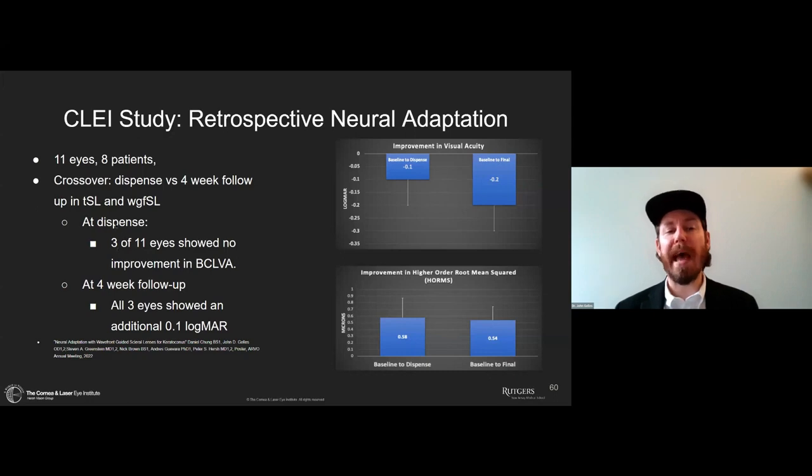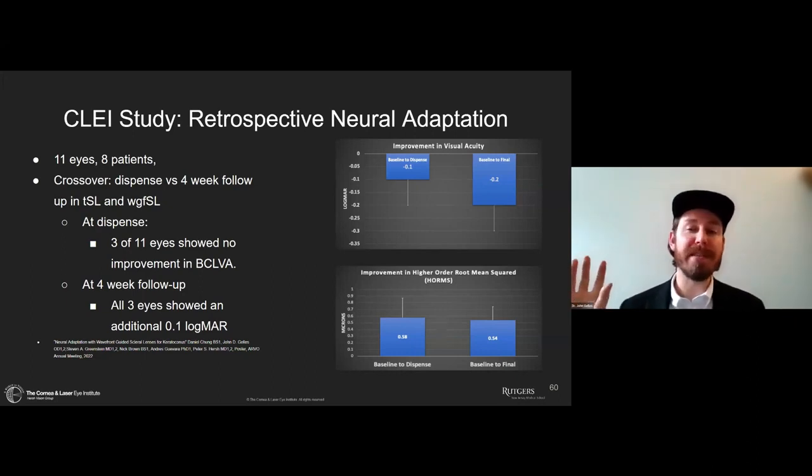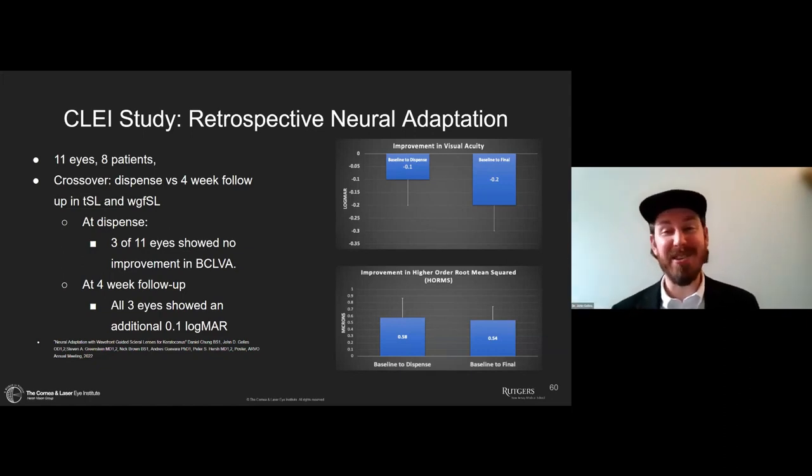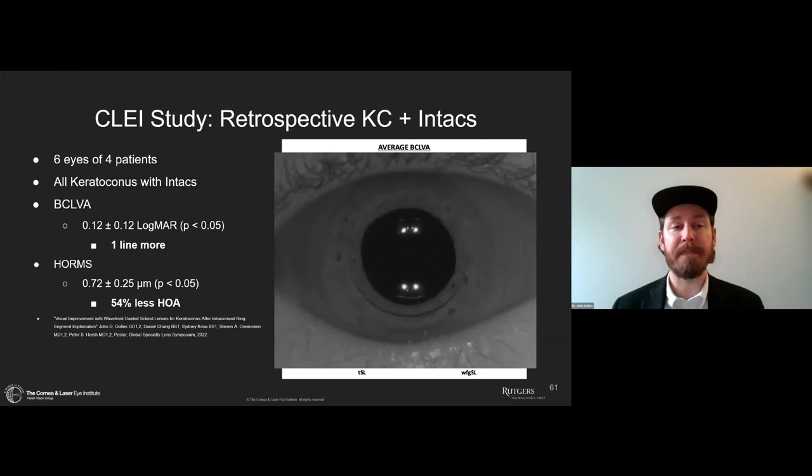What we found was at dispense, 3 of 11 eyes showed no improvement in visual acuity. But at 4-week follow-up, all of those eyes showed an additional line of visual acuity improvement. So when you're using these lenses, don't jump right away when you dispense it to say, they're not really getting a visual acuity improvement. Let these individuals neurally adapt so that their brain can figure out what to do with the improved optics.